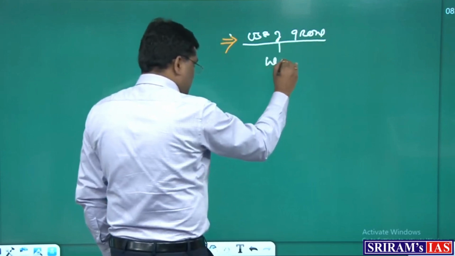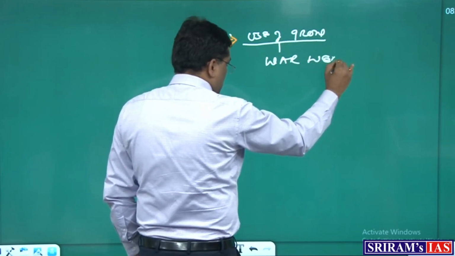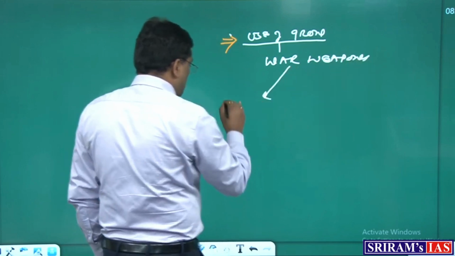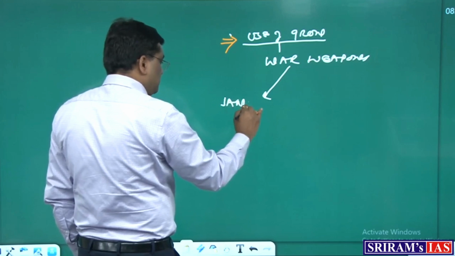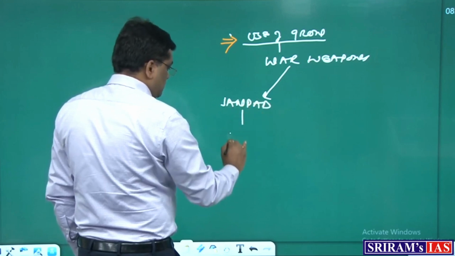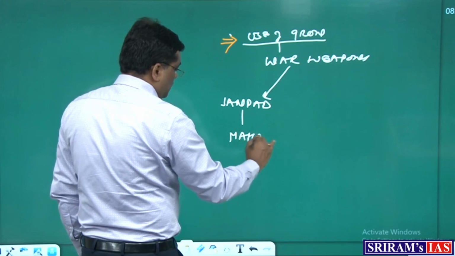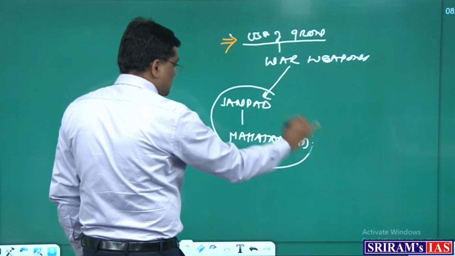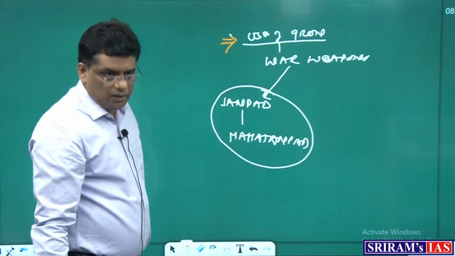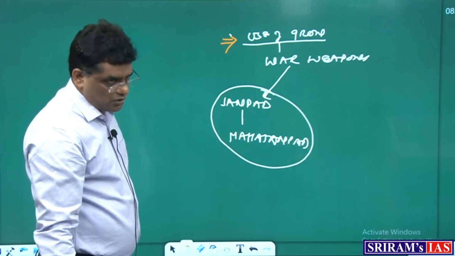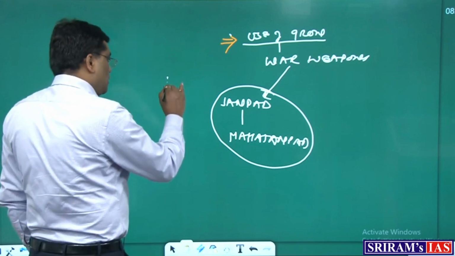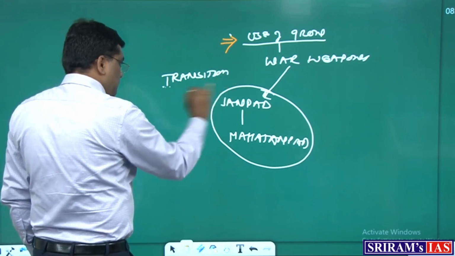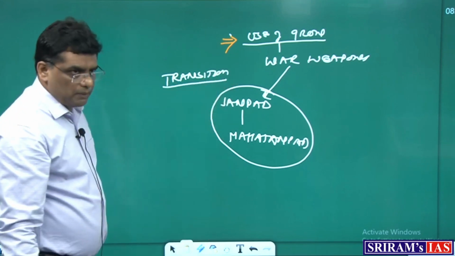War weapons. So what is the use of war weapons in the transformation of Janpad into Mahajanpad? The use of war weapons was basically in political expansion. Janpad became big and therefore it became Mahajanpad. So the transition of Janpad into Mahajanpad is because of the war weapons.